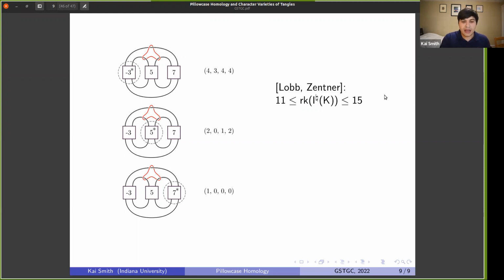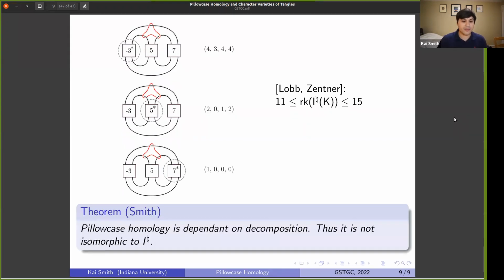And this knot in particular, we know by a result of Lobb and Zentner, has singular instanton homology of rank somewhere between 11 and 15. So this top computation does match a possible rank of singular instanton homology, but the other ones definitely don't. And so from here, we know that pillowcase homology is definitely dependent on decomposition, and therefore it's not isomorphic to singular instanton homology.